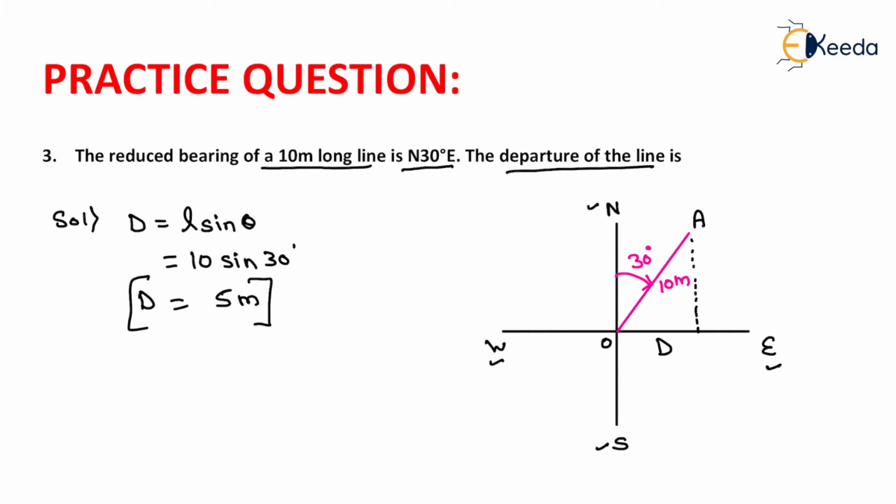So we had calculated the departure of the line, that is 5 meter. That is all about this numerical.